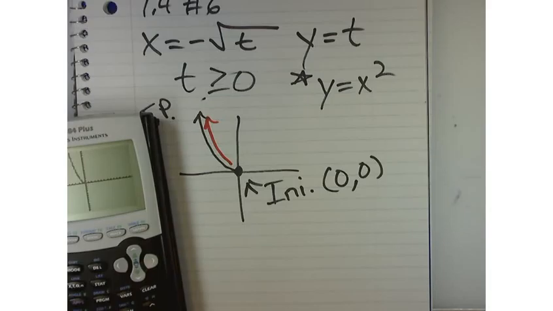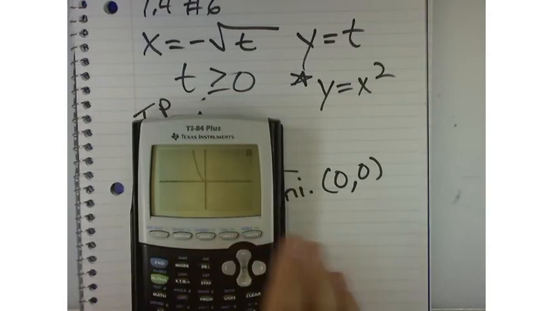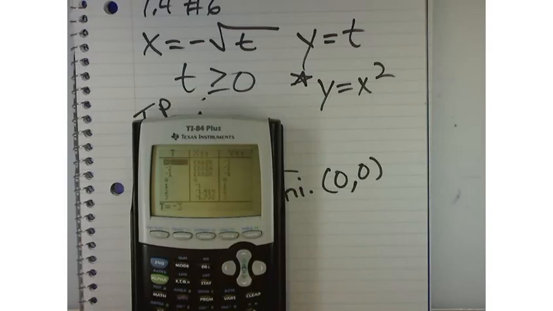The formal answer for A, it says, what are the initial and terminal points? Well, we only have one initial point, which is 0, 0. And we know that by looking at how the graph is drawn on the calculator. We could also look at that by going to the table and noticing that there is an error, and we don't get values until t equals 0. So x and y are not defined until t equals 0.